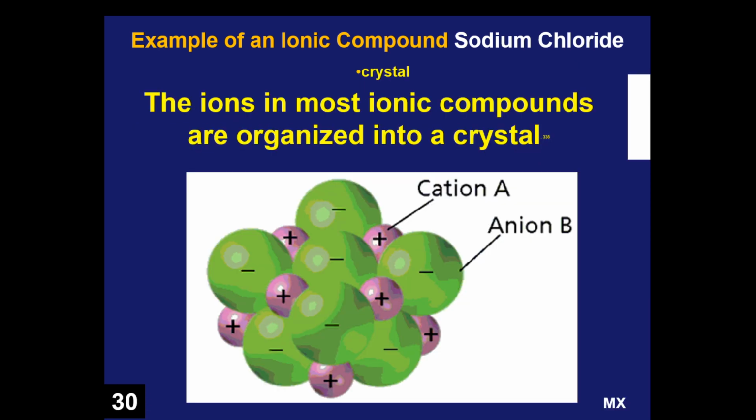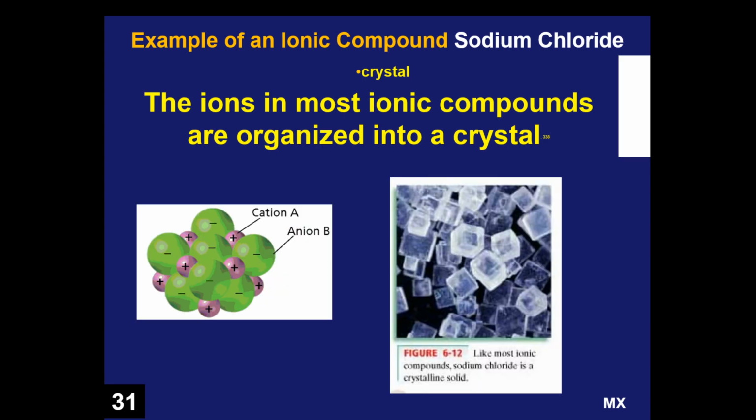So the ions in most of the ionic compounds are organized into a crystal. In this case, the alternating positive and negative ions in the crystal. By the way, we call the positive ion the cation and the negative ion the anion. So those are two other terms that you need to know.